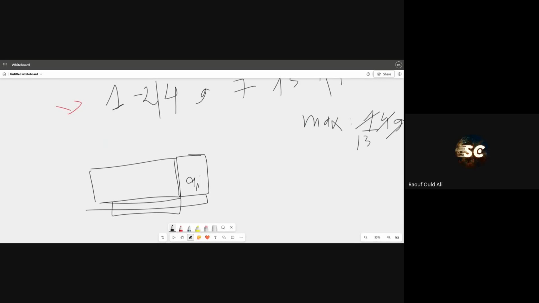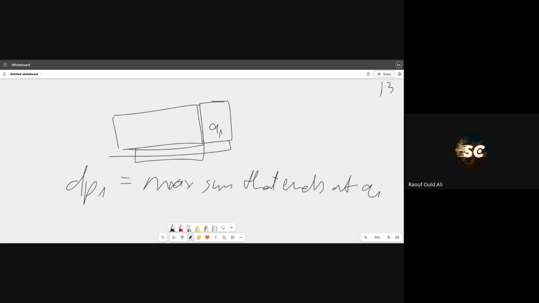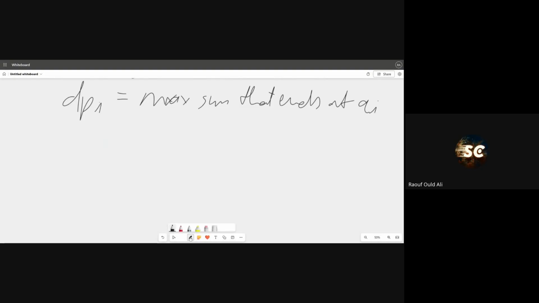Yes, okay. So basically, if dp_i is equal to the maximum sum that ends at a_i, we have that this is equal to the maximum of a_i, I mean taking a_i alone, or a_i plus dp_{i-1}.